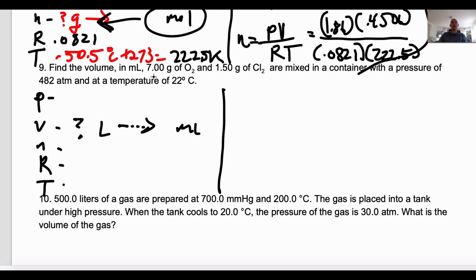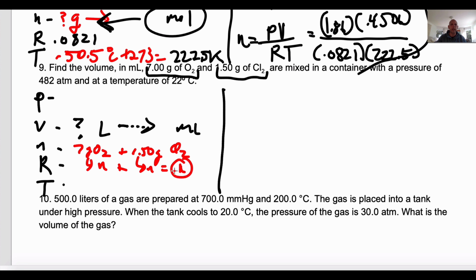okay? If 7 grams of oxygen and 1.5 grams of chlorine are mixed in a container, all right? So this is going to give us the mole value. Okay, so all we have to do here is convert each of these to moles and add them up. We'll do that in a moment, okay? But let's write that here. So 7 grams of O2 plus 1.50 grams of Cl2. Now we can't add them up right now because we don't know how many there are of each of them. Remember, the mole value gives us the amount. So we're going to convert each of these to moles, to N and to N, and then we're going to add up the N's, and that's going to give us the total N.